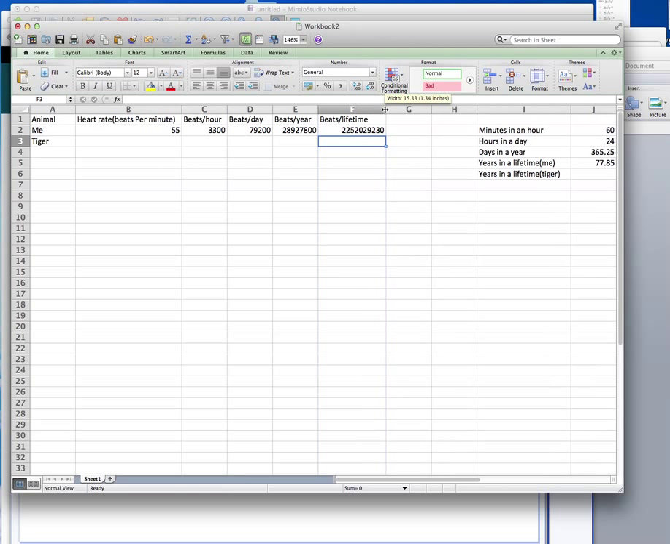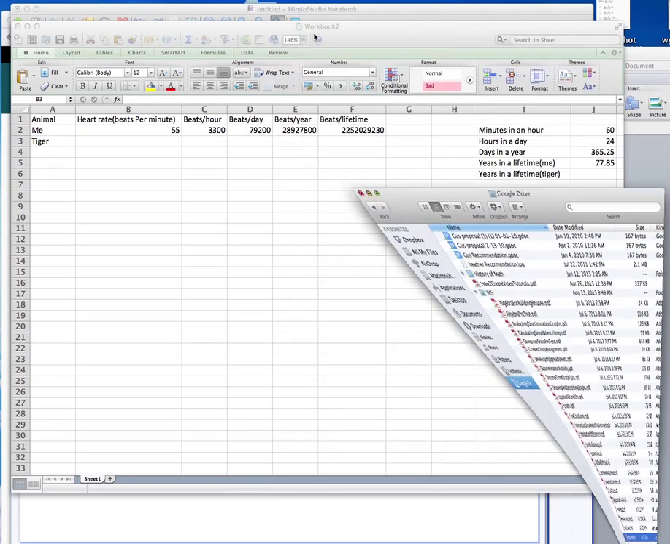So then the next part of the assignment is to do an animal. I chose a tiger. Now, I'm just going to do a Google search. You look around, do your best and see what you can find.